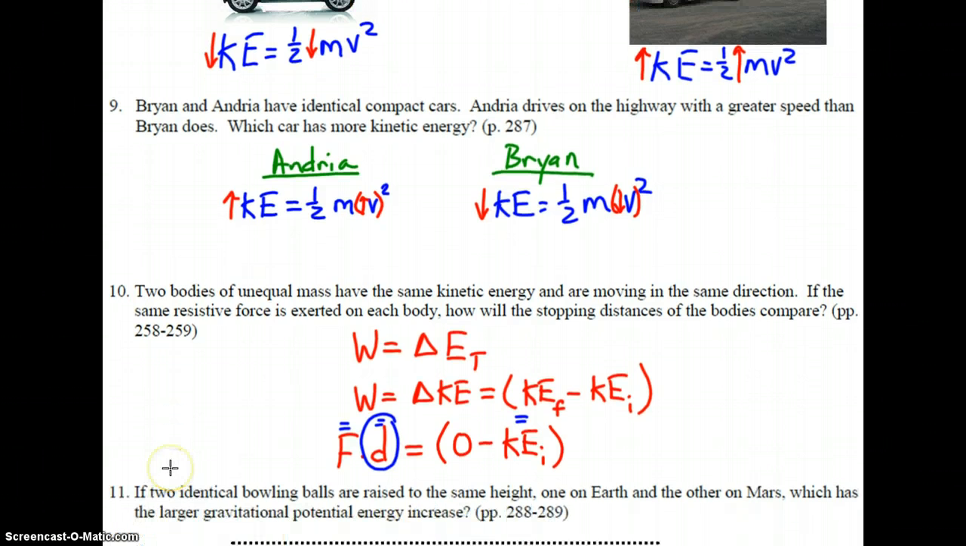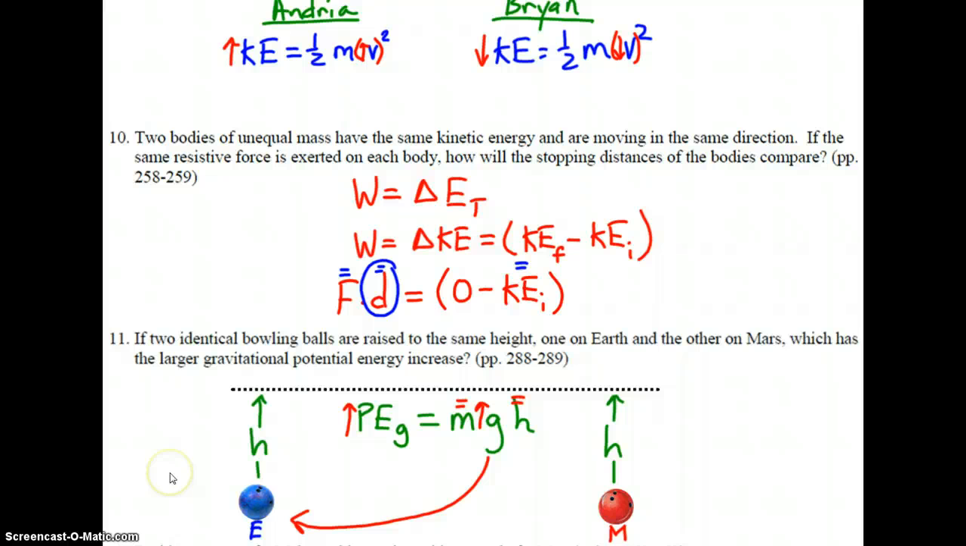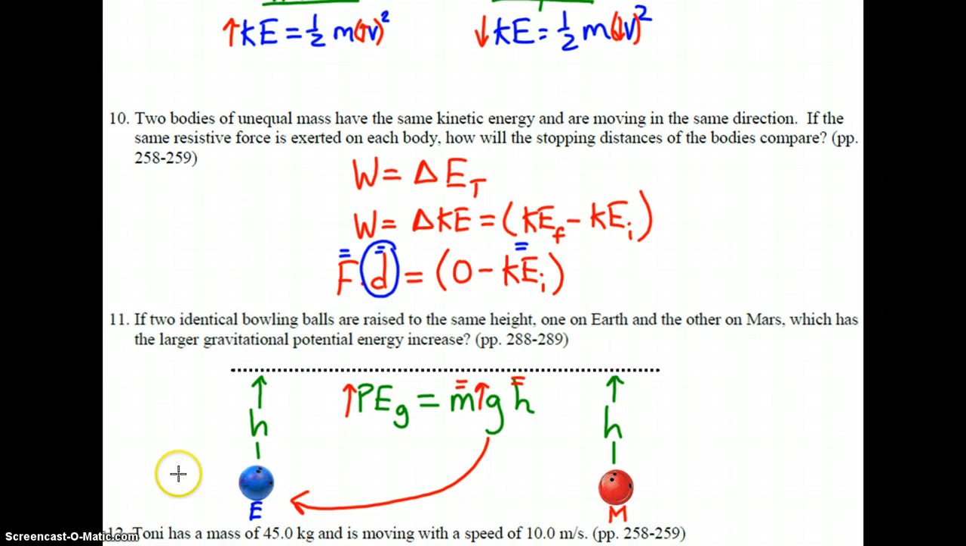Number 11. Two identical bowling balls are raised from the same height, one on Earth and the other on Mars. Which has the larger gravitational potential energy increase? Here I have a blue bowling ball for the bowling ball on the Earth, and I have a red bowling ball for the bowling ball on Mars. Both bowling balls are identical, meaning they have the same mass. Which has the larger gravitational potential energy increase if they both go to the same height?